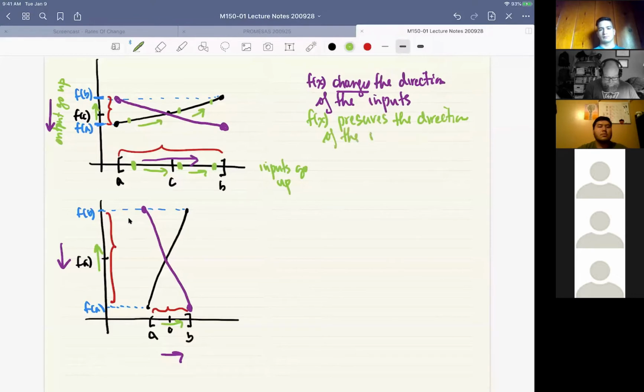Of the inputs. So these are two properties that would be great for us to be able to understand. And the derivative is going to let us know when a function preserves the direction or changes the direction. And so that's pretty cool. Any questions so far?